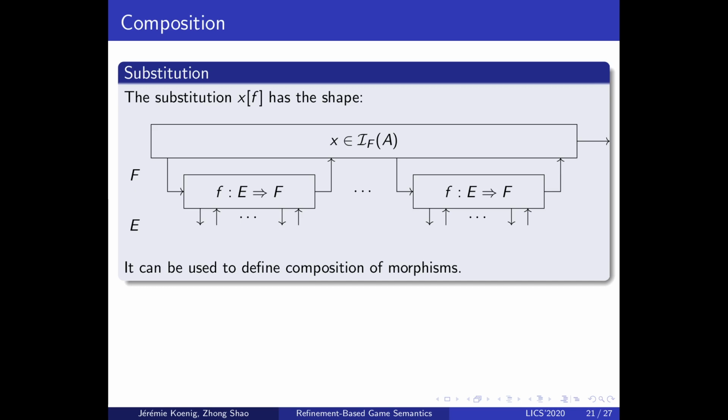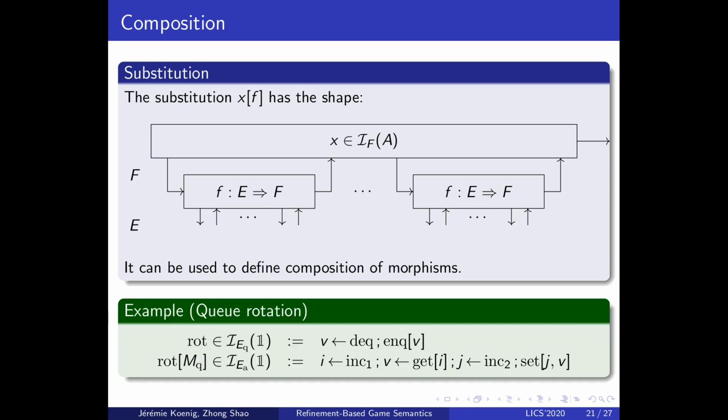Morphisms add a new dimension of composition to our model. So if we have a computation which asks questions in F and a morphism from E to F, then we can combine them so that every question of X is translated by the morphism. The result is a computation which asks questions in E and produces the same outcome as X. For instance, if we have code for rotating a queue which performs first a dequeue operation and then an enqueue operation, we can use the morphism we have defined before to translate these queue operations into the corresponding array operations.